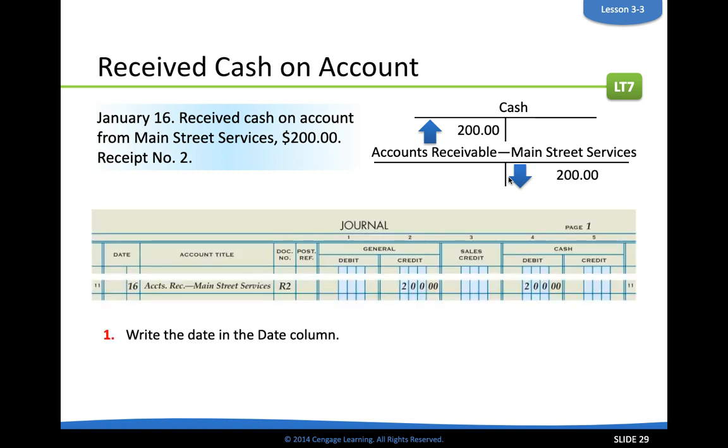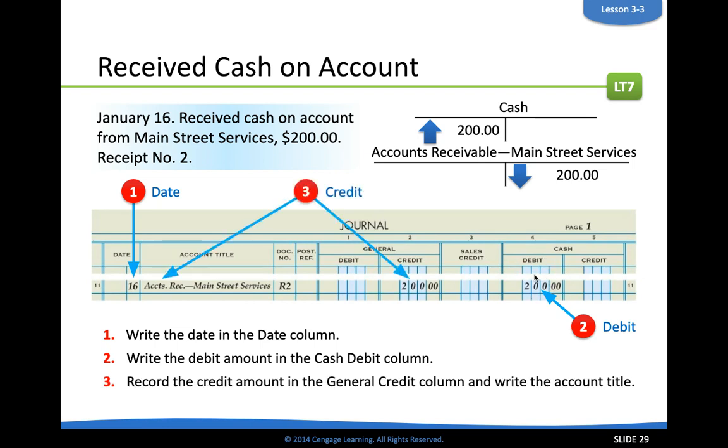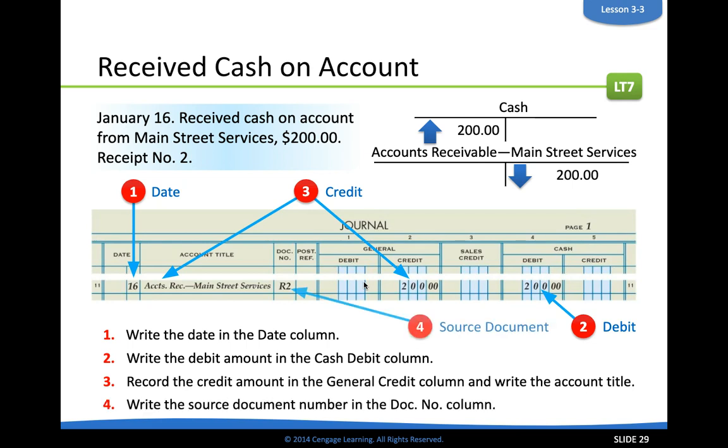On the journal, record the date, it happened on January 16th. Record our debits. Our debit is going to be in the cash column here for a debit to make it go up. Record our credits. We're going back to that accounts receivable, Main Street Services. Record our credit for $200. And finally, our source document comes from receipt number 2. Record that underneath our document number column.